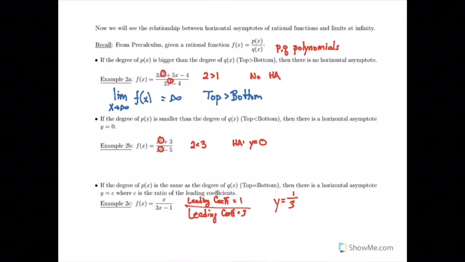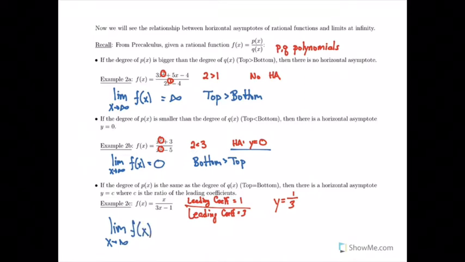In the second case, we have that this limit is 0 because of the horizontal asymptote y equals 0. This is the bottom is much bigger than the top. And then finally here we have that the limit as x goes to infinity of this function is 1/3, again, because of that horizontal asymptote.